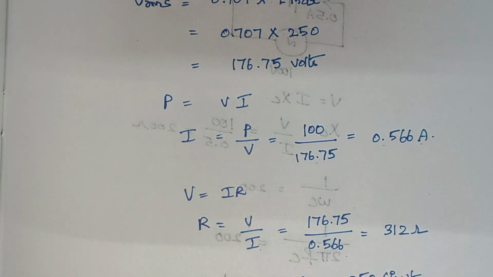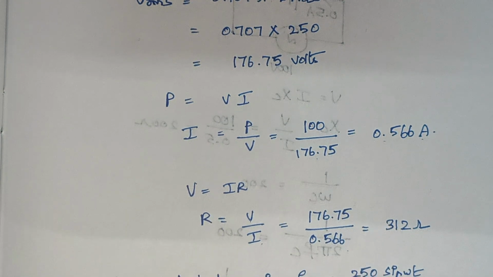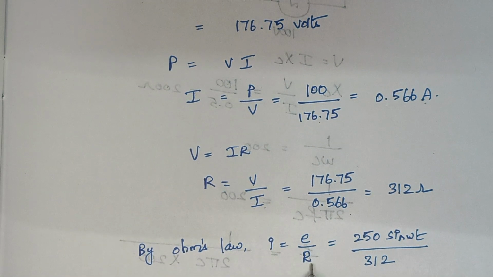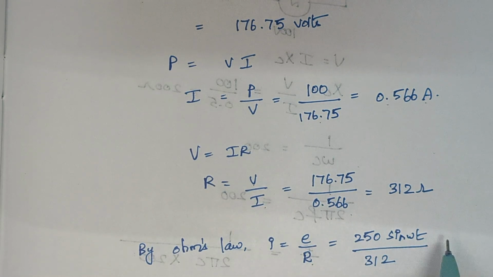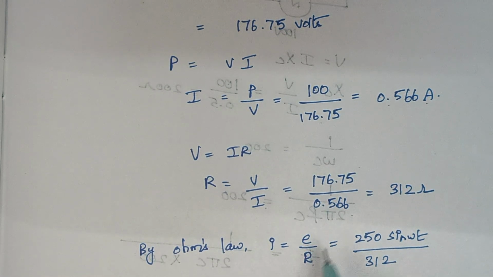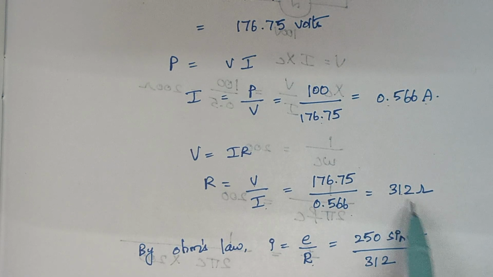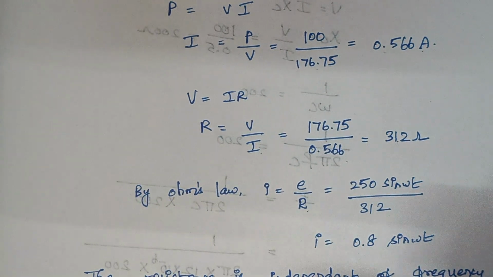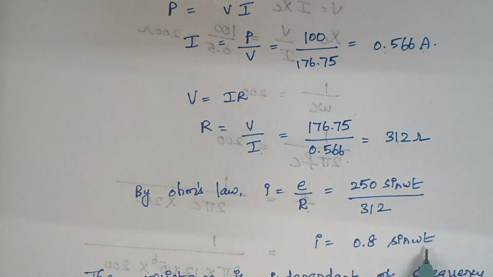And the next thing is we have to find the expression for current. The current is generally given by V by R, so here it is E by R. The value of E is given as 250 sin omega t divided by the value of R, which is 312. When you substitute here, the value of I is calculated as 0.8 sin omega t.